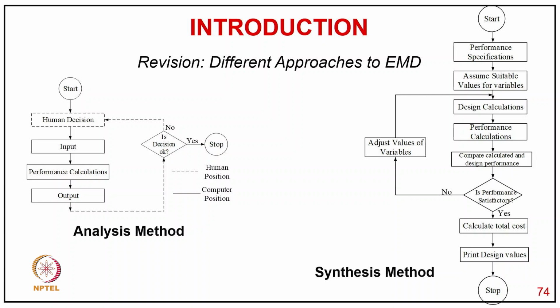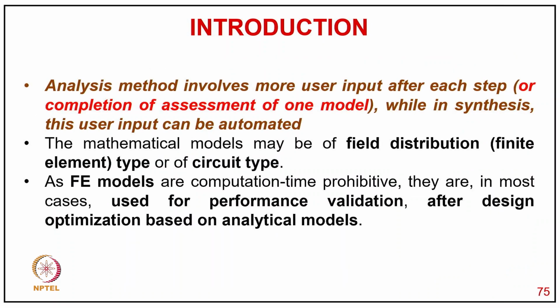However, in synthesis, we get only the final result. So we start with the performance specification, then consider the values for the variables, design calculation, performance calculation, compare and calculate. If performance is not satisfactory, you have to adjust the variables again, and then finally calculate the total cost and pre-design. So here the decision is taken by the computer itself by logic, but in the analysis approach we use only decisions by a human. Of course, both methods have relative advantages and disadvantages for electrical machine design.